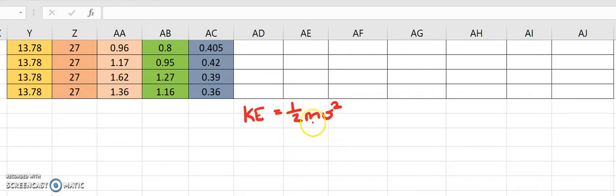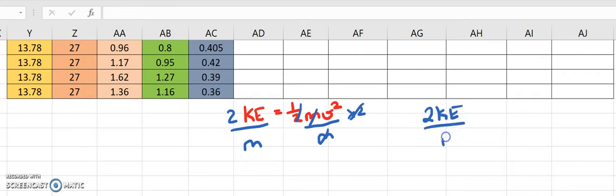And if we rearrange this formula, let's get a different color pen. If I multiply this side by 2, that's going to cancel out the half, so I need to multiply this side by 2 as well. So 2KE equals mv squared. I want to then divide this side by m, and that's going to get rid of that, but I need to divide that by m. And let's rewrite that at the moment. So I have 2KE on m equals v squared.